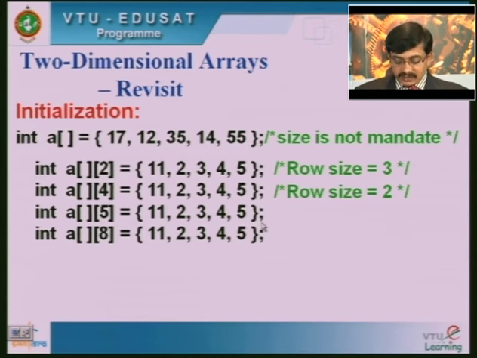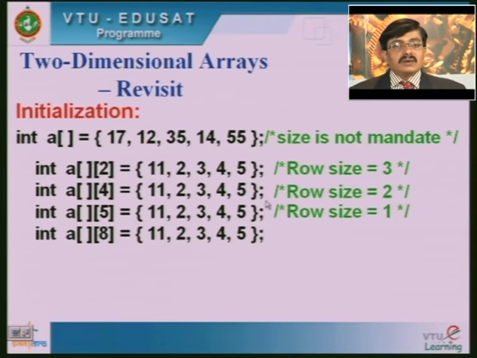Here the row size will be taken as 1. The row size must be a non-zero integer value, and the column size should also be a non-zero integer value. The size of an array cannot be 0. In this particular case, I am mentioning the column size as 8, but the number of elements I am providing is only 5.